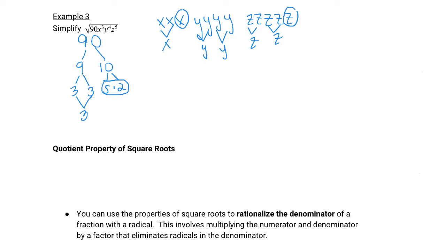So like I said, anything that goes out in front of the radical is going to be multiplied together. So I've got a 3 that goes out front, 1 x, 2 y's, and 2 z's. So 3xy squared, z squared. Underneath the radicand is going to be everything that's circled. 5 times 2 is 10, and there's an x and a z. And that's our answer. It's as simplified as it can be.